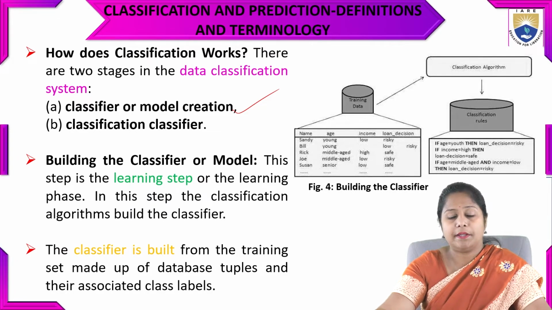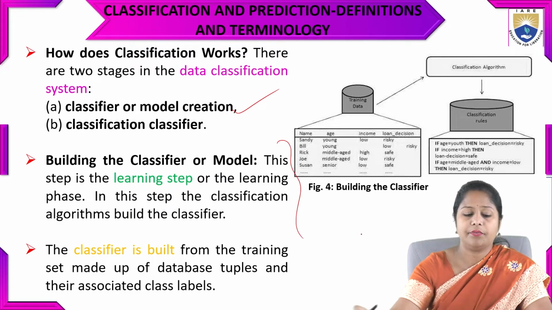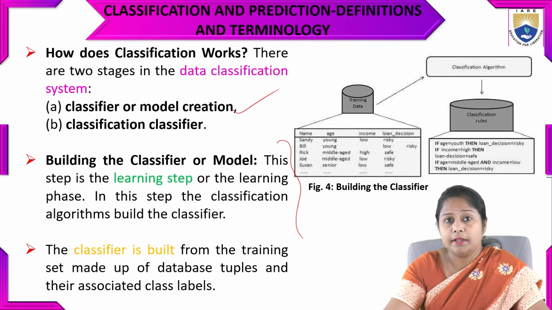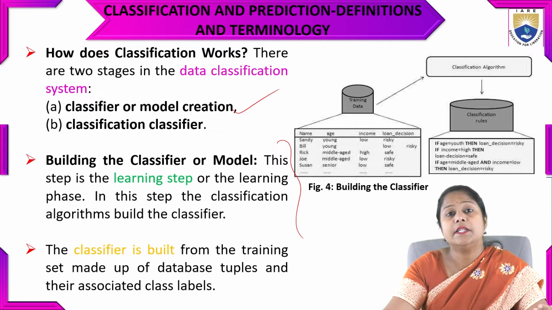So this step is the learning stage, or we can say learning phase, that will be called the learning phase, because that is where we have to train on the data set. So in this step, the classification algorithm is going to build the particular classifier. First we have to give the model all the training data set. Then on the basis of that, the model is going to learn what is there in that data set, and then the classifier will work for the new data set.